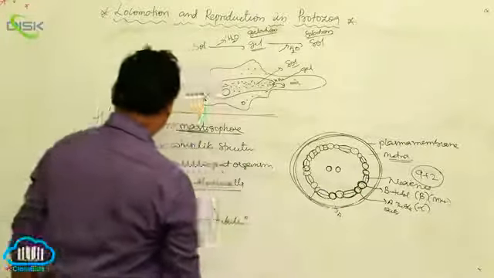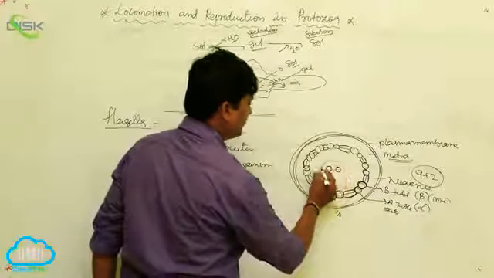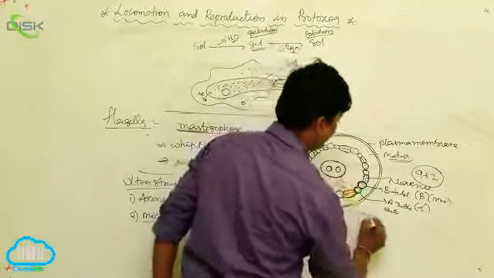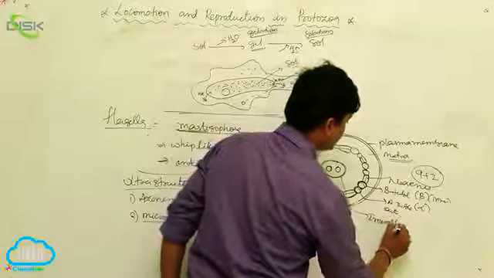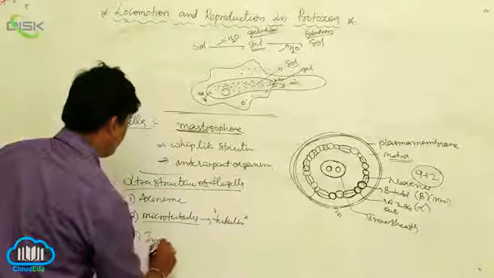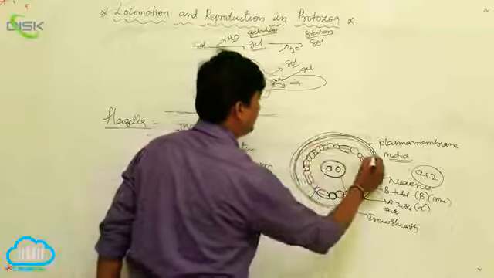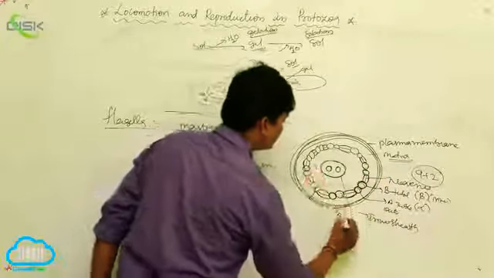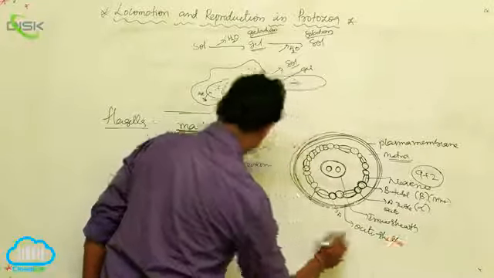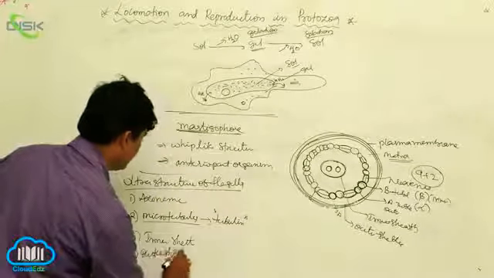Next, the central tubules are covered by one sheet, which we call the inner sheet. Next, the outermost peripheral tubules are covered by one more sheet, which we call the outer sheet.